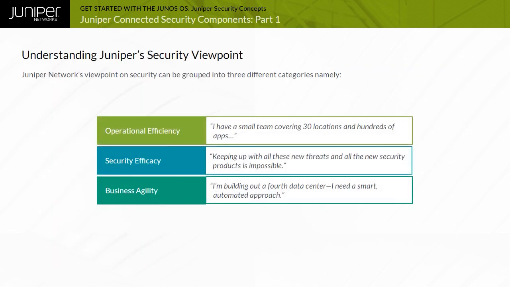Juniper Network's viewpoint on security can be grouped into 3 different categories, namely: 1. Operational efficiency. The security solution must offer centralized management and control, scale for both the enterprise and service provider arenas, and must be open and programmable. 2. Security efficacy. The solution must support advanced security services, integrated threat intelligence, and fine-grained policy controls. 3. Business agility. The solution must easily scale up and out using a variety of deployment models.